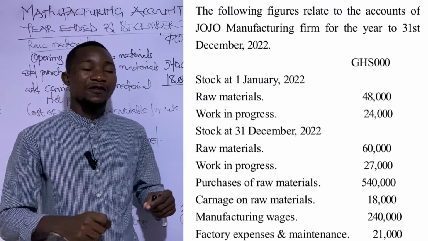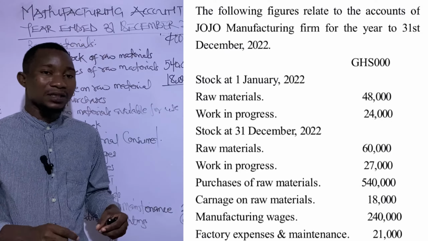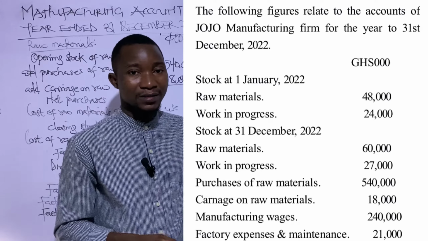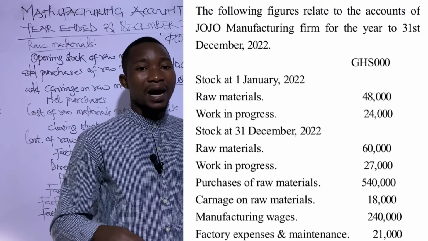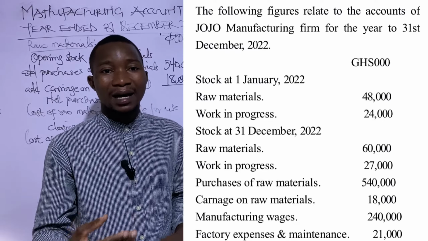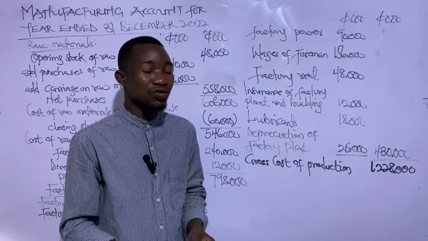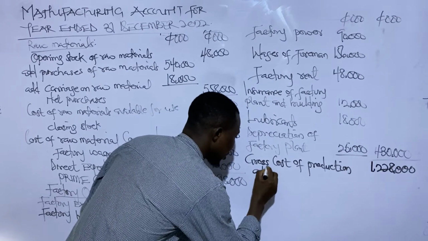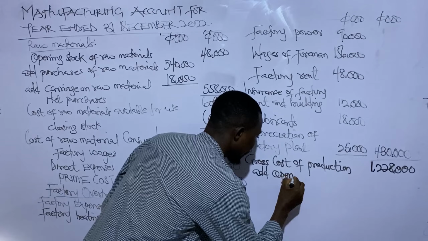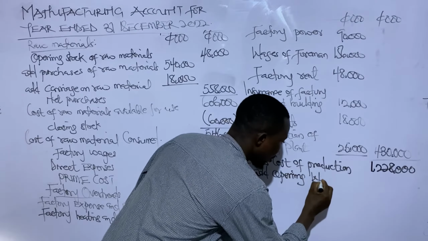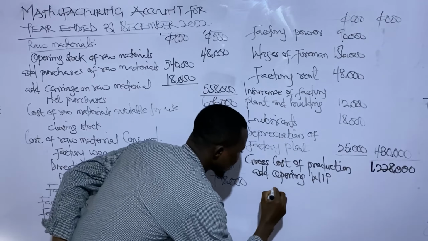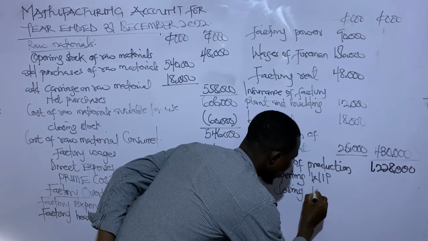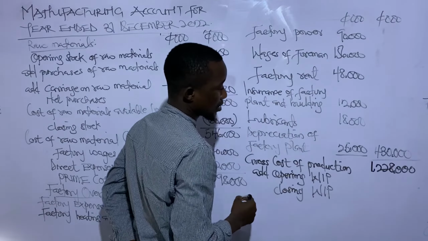The adjustment that we have to make on the gross cost of production has to do with the opening and the closing work in progress. I told you that work in progress are those products that are still under process to become finished goods. So we adjust them as such. So we will add opening WIP, then we less closing WIP, meaning work in progress.